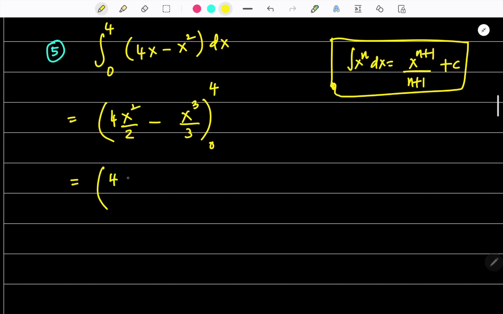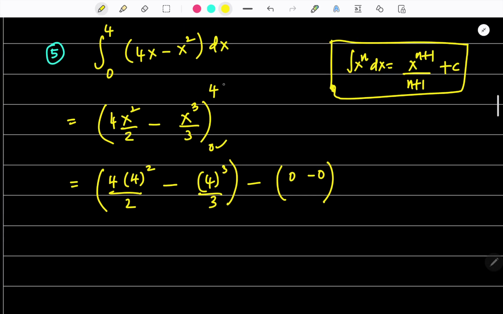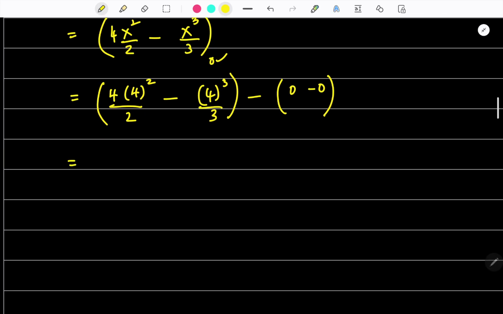So let me put in 4, and this is 4 squared divided by 2 minus 4 cubed divided by 3. Upper limit minus lower limit, where the lower limit is 0. There is no plus c because the limits are there. So this equals, I'll put it in the calculator directly: 4 times 4 squared divided by 2 minus 4 cubed divided by 3 equals 32 divided by 3.